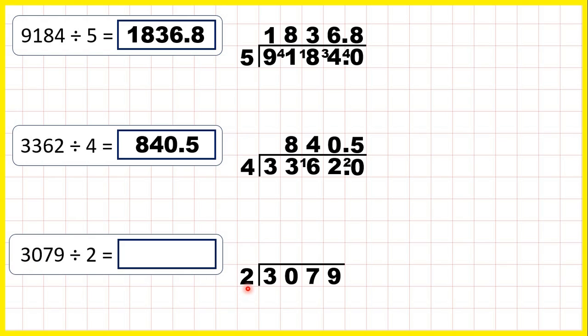Finally, we have 3,079 divided by 2. 3 divided by 2 is 1 remainder 1. 10 divided by 2 is 5. 7 divided by 2 is 3 remainder 1. And 19 divided by 2 is 9 remainder 1. So we extend with a point 0, copy up the decimal point, and now we have a digit, the tenths digit, to write the remainder 1 in front of. So finally, 10 divided by 2 is 5, which means our answer is 1,539.5.